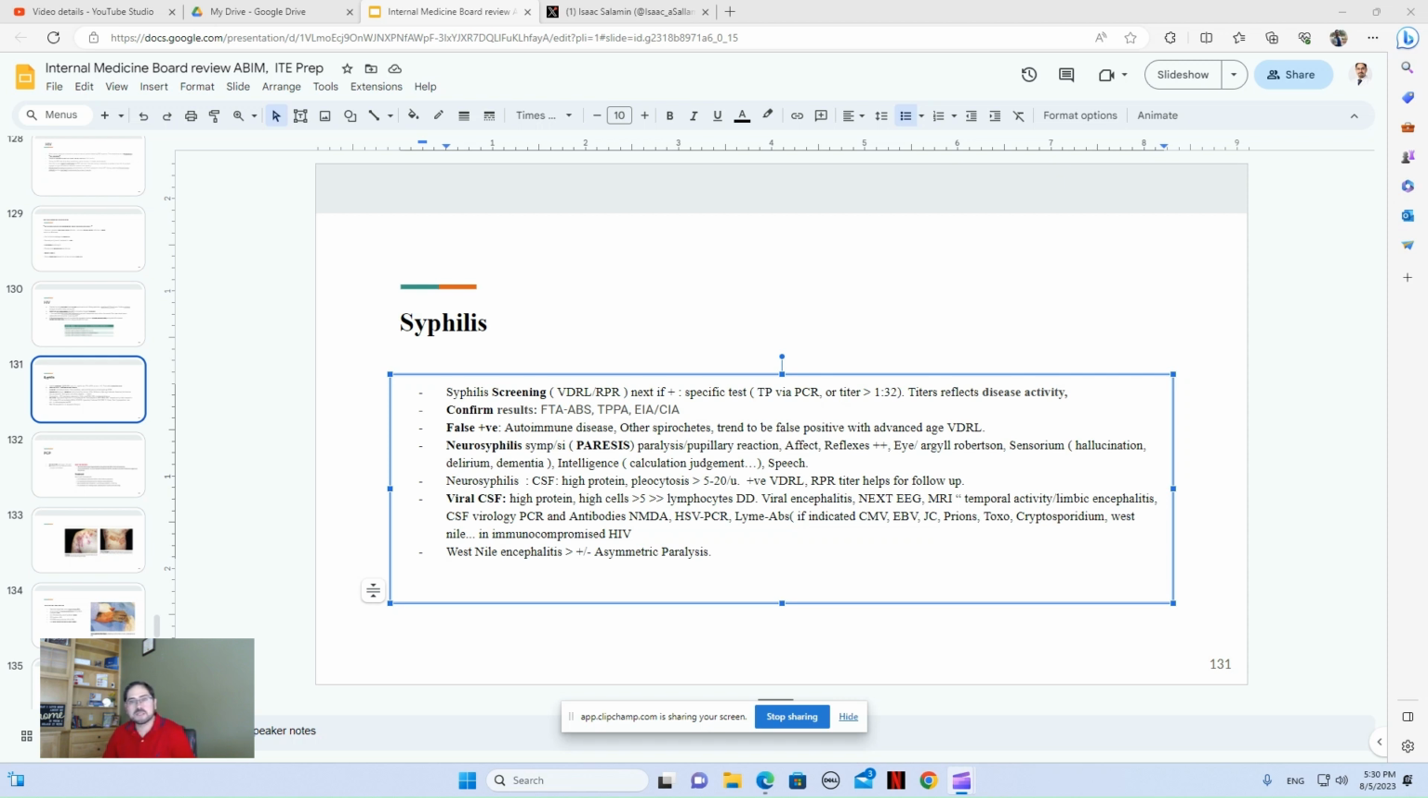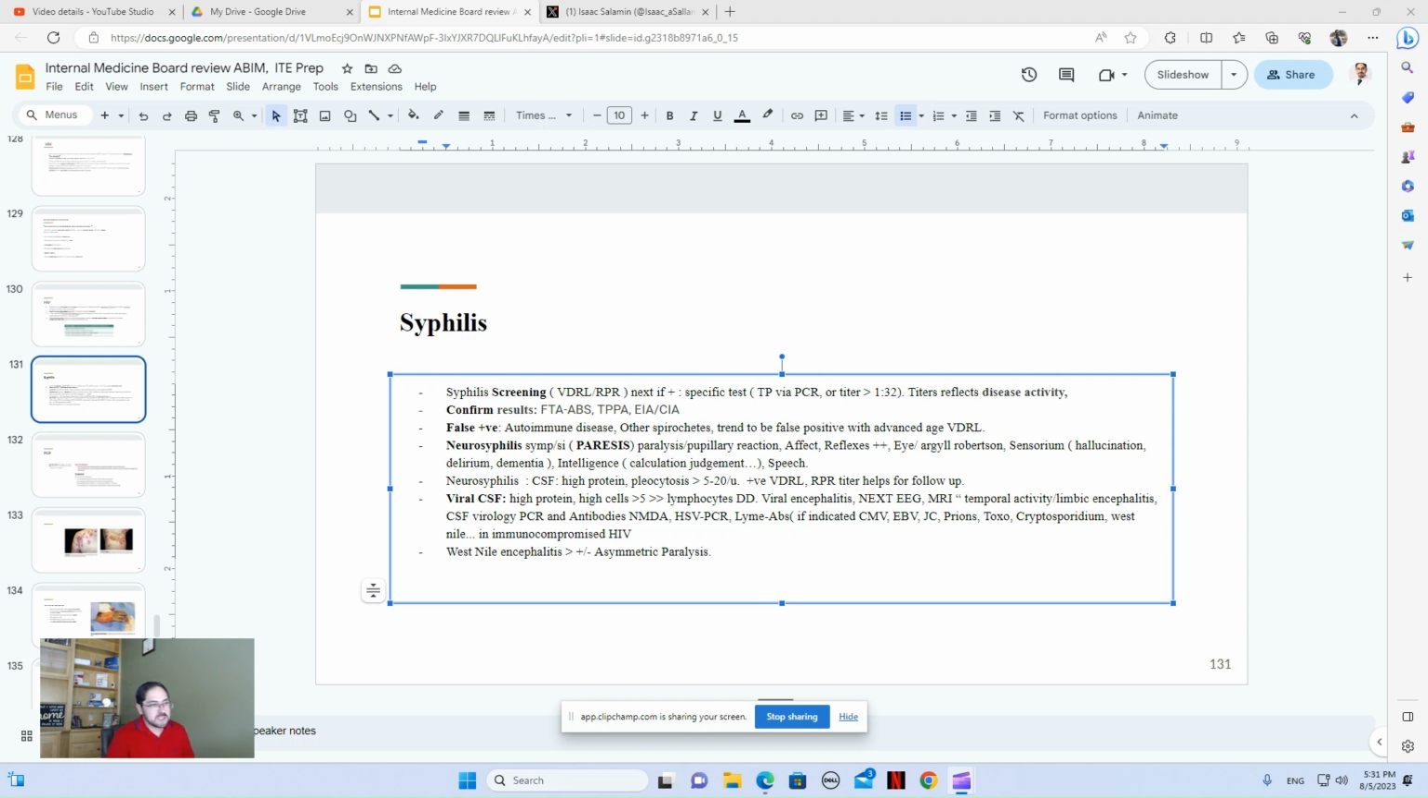If you suspected syphilis or neurosyphilis, what's the test you're going to use? If you already know that the screening test is positive, how are you going to confirm it? When are you going to suspect syphilis, when do you have to screen for syphilis? Those are questions you need to be aware of.